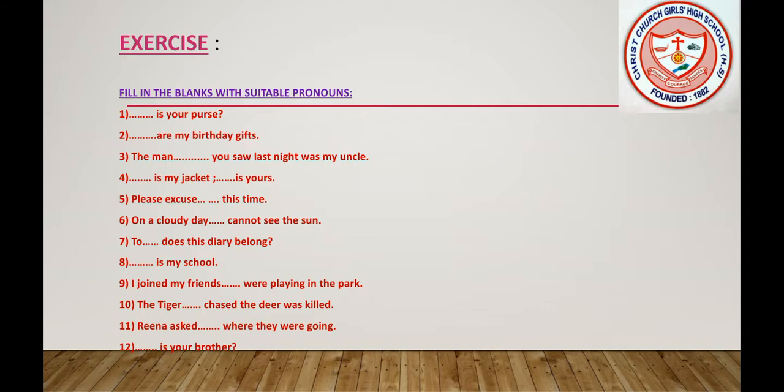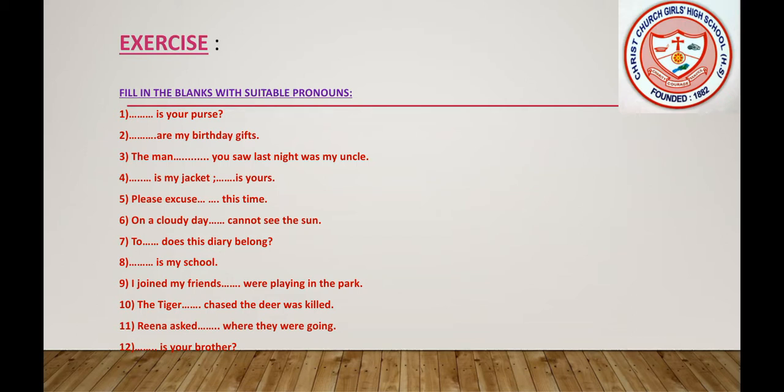Here we have an exercise where the instruction given is fill in the blanks with suitable pronouns. 1. Dash is your purse. 2. Dash are my birthday gifts. 3. The man dash you saw last night was my uncle. 4. Dash is my jacket. Dash is yours. 5. Please excuse dash this time. 6. On a cloudy day, dash cannot see the sun. 7. To dash does this diary belong. 8. Dash is my school.